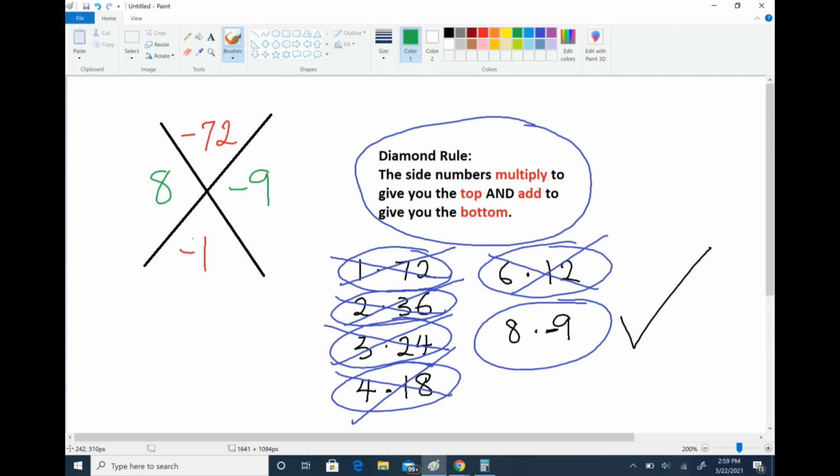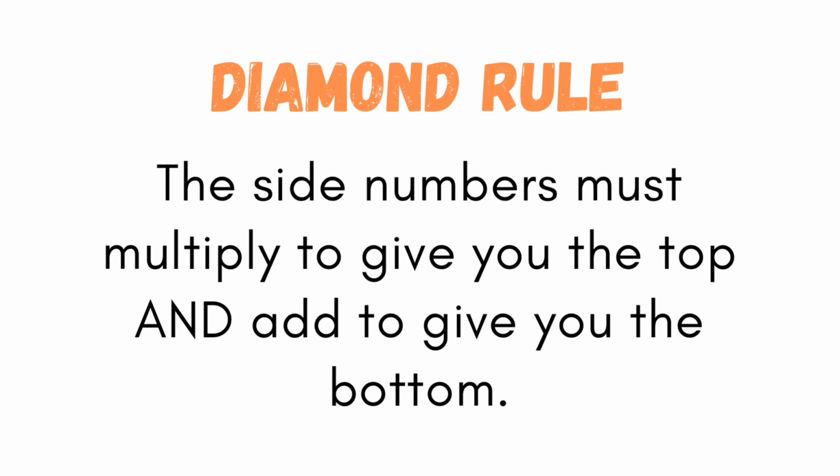So that's how this diamond system works. Be careful that you could have negative numbers as well. Don't just think positives all the time. Again, that's how the diamond works. The side numbers must multiply to give you the top and add to give you the bottom.